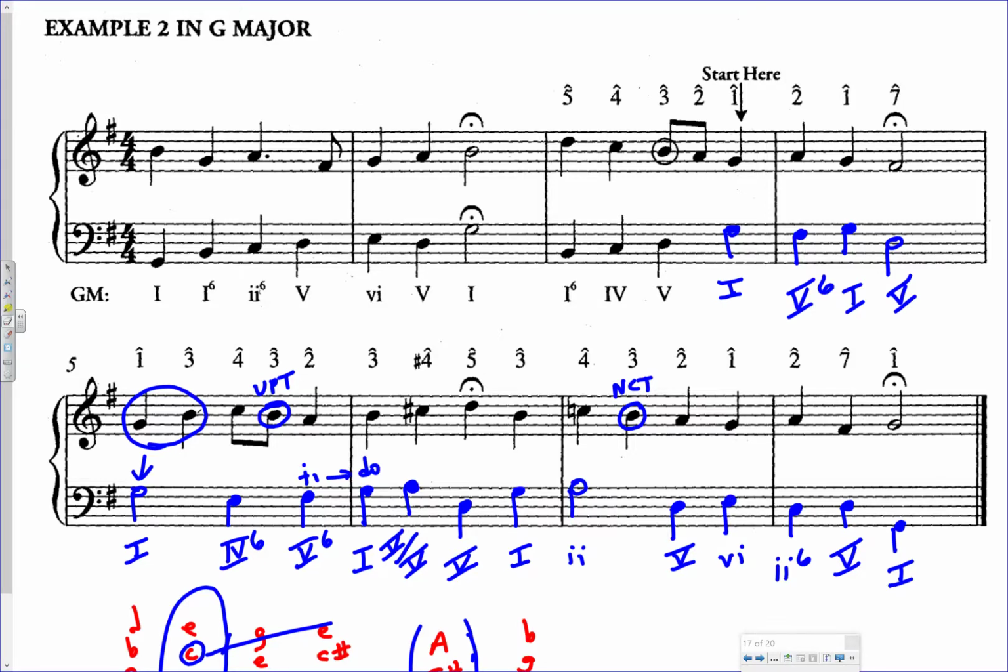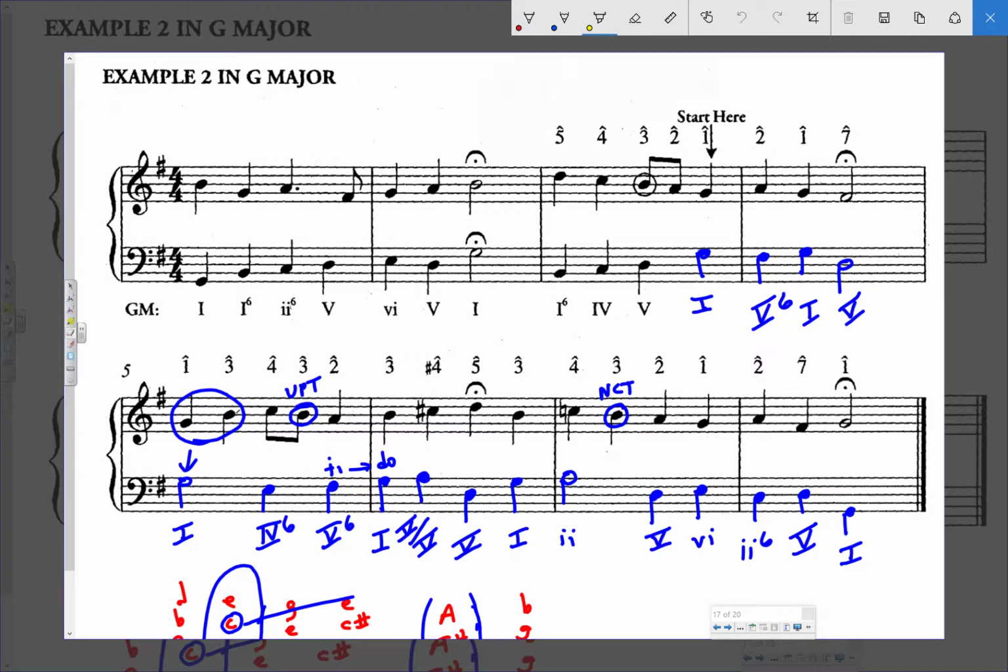If you look carefully at my progression right here, and I'll highlight it, you see that I used the circle progression. 6-2-5-1 right here. It works very, very nicely. 2 loves to go to 5 as well.